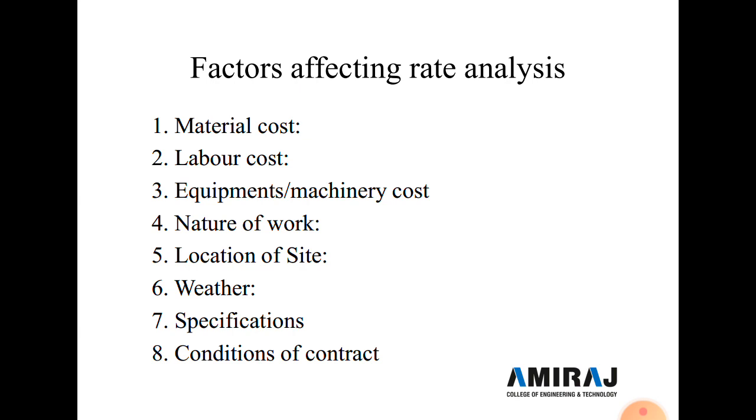Now third is the equipment and machinery cost. If the execution of an item requires the use of some special equipment or plant, the cost of using such equipment on a rental basis should be included in the rate analysis. So the rate of the particular item is increased because we use equipment and machinery to complete the task. So here the rate analysis is increased, and vice versa.